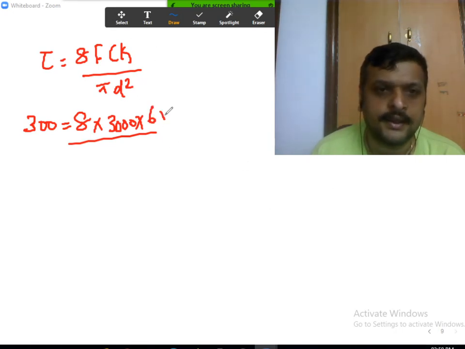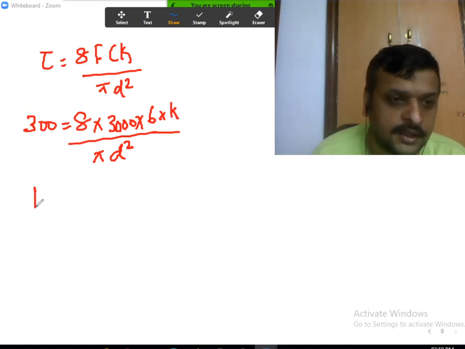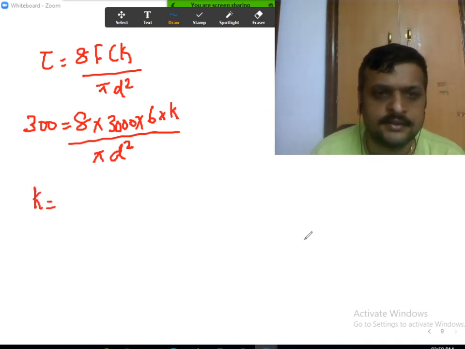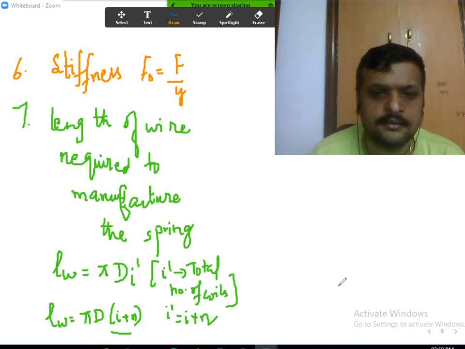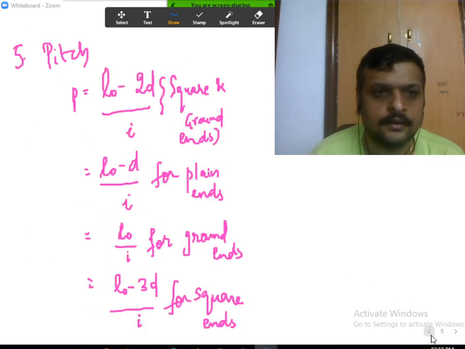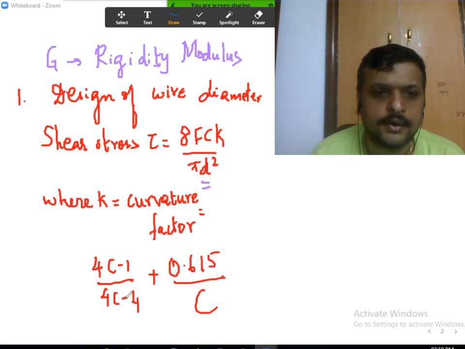Now to find K, pi and d square, we don't know K, but for K there is again a formula. Just leave it like that, call that equation 1. So for K the formula is (4C minus 1) upon (4C minus 4) plus 0.615 upon C.